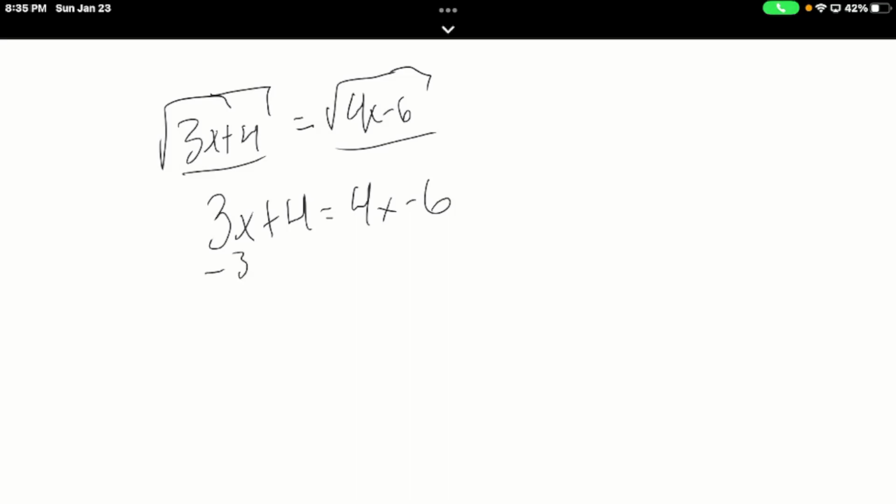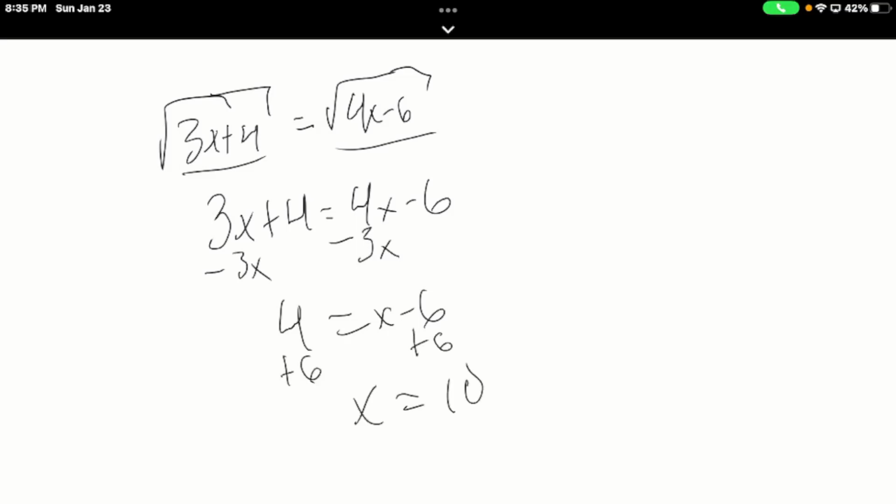I'm going to subtract 3x first. So I get 4 equals x minus 6. Then I can add 6 on both sides. That gives me x equals 10. Another way, you could have just subtracted the 4x over instead, but it doesn't really matter. So x equals 10. And when you plug that in, you get 34 under the square root on the left-hand side, and then you get 34 under the square root on the right. They're both the same thing. So x equals 10 works.